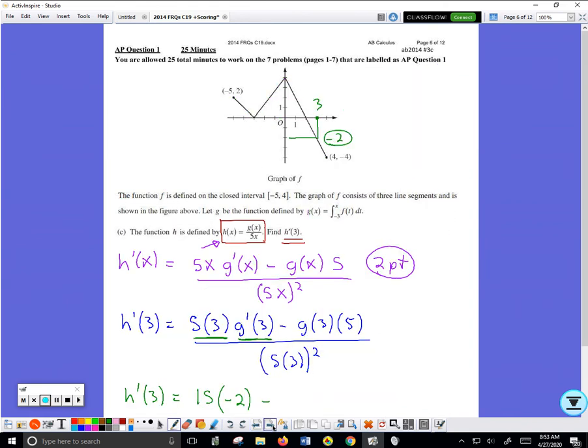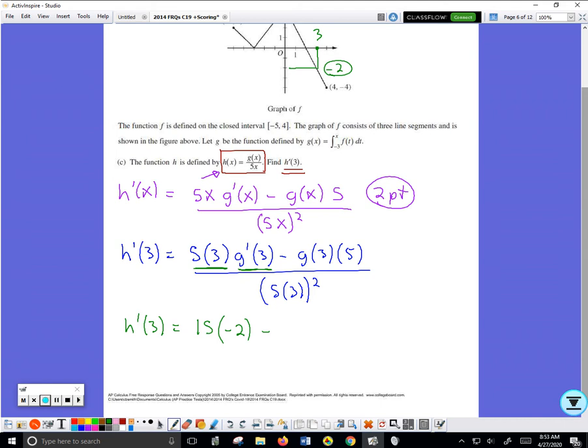If you found part A wrong, but you use whatever answer you found, they'll still give you credit in this part. They won't penalize you twice. Even if you couldn't find it, if you just say assume that g of 3 equals 9, they'll still give you the points here. And that would be 15 squared. And if I stop there, they will give me 1 more point.